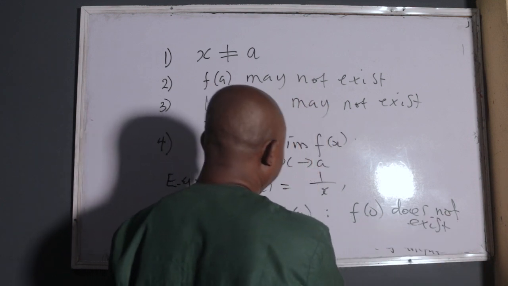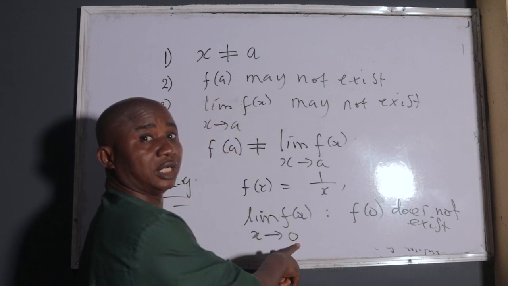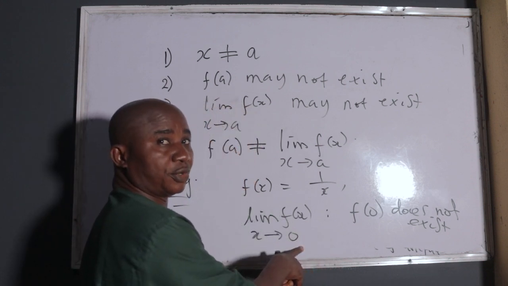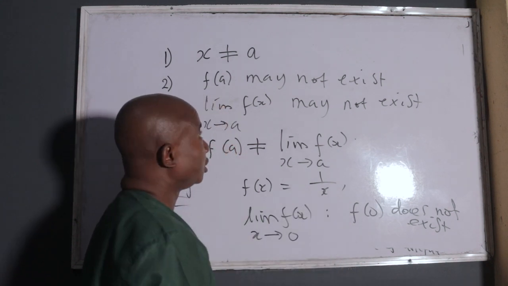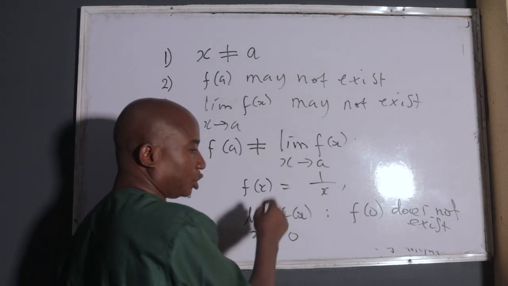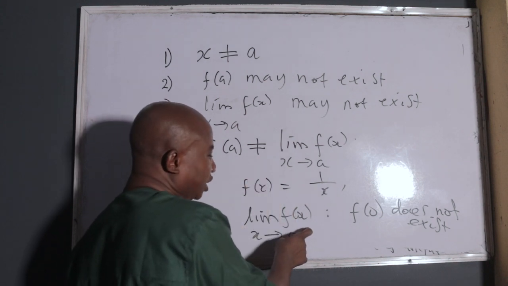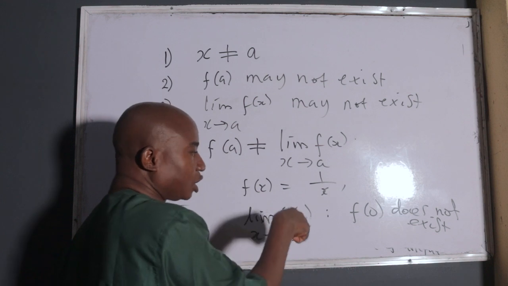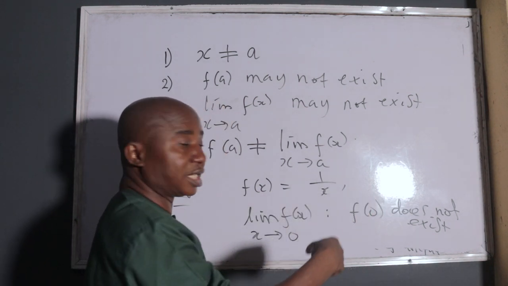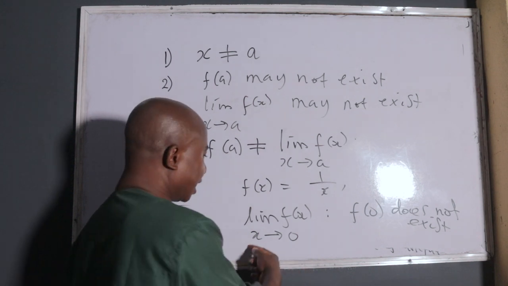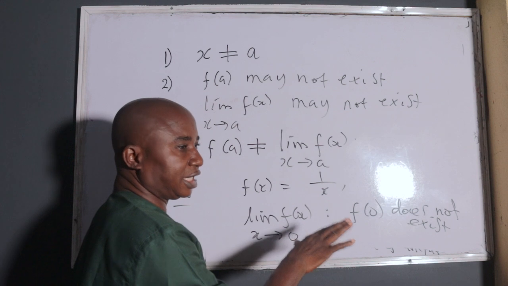However, we can compute the limit of this function as x approaches 0, even though f at 0 does not make sense. And the fact we are trying to bring out here is that the point a you're dealing with is not necessarily going to be a member of the domain of your function before you can speak about the limit of the function as x approaches the number a. So that's the point I'm making here.